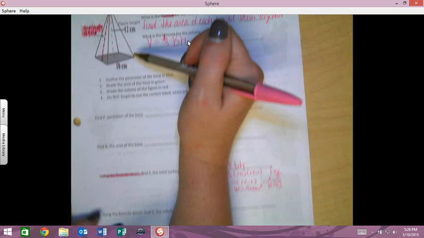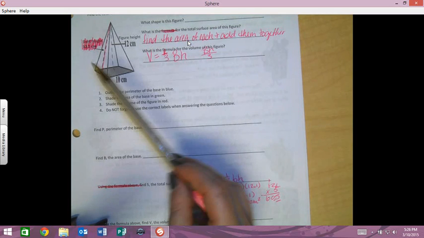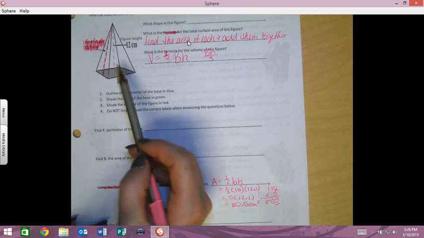But remember, we have 4 triangles because we have a square pyramid here. So you actually have to multiply this number, and that will give you your surface area of just your faces. Then find the area of your base and add it together.